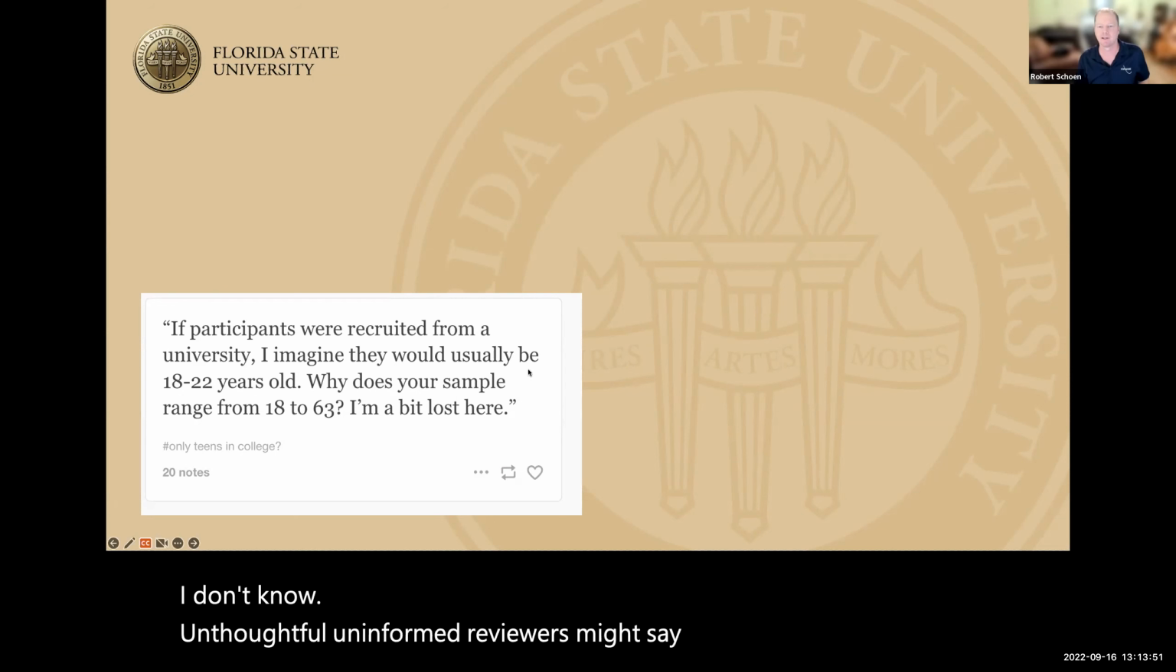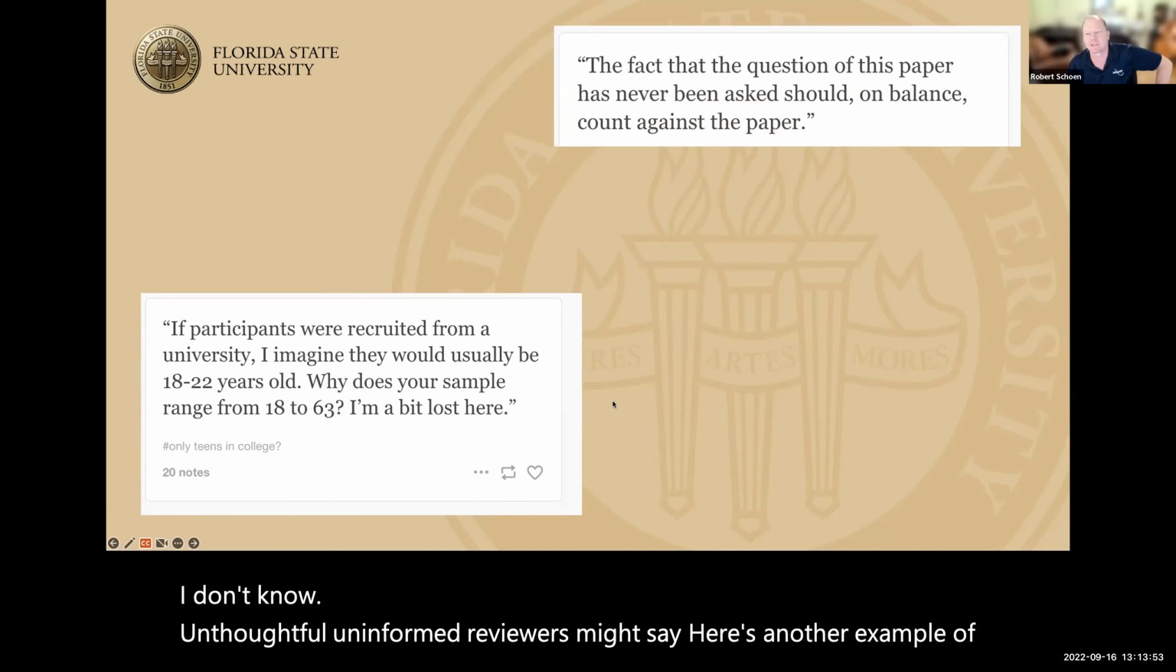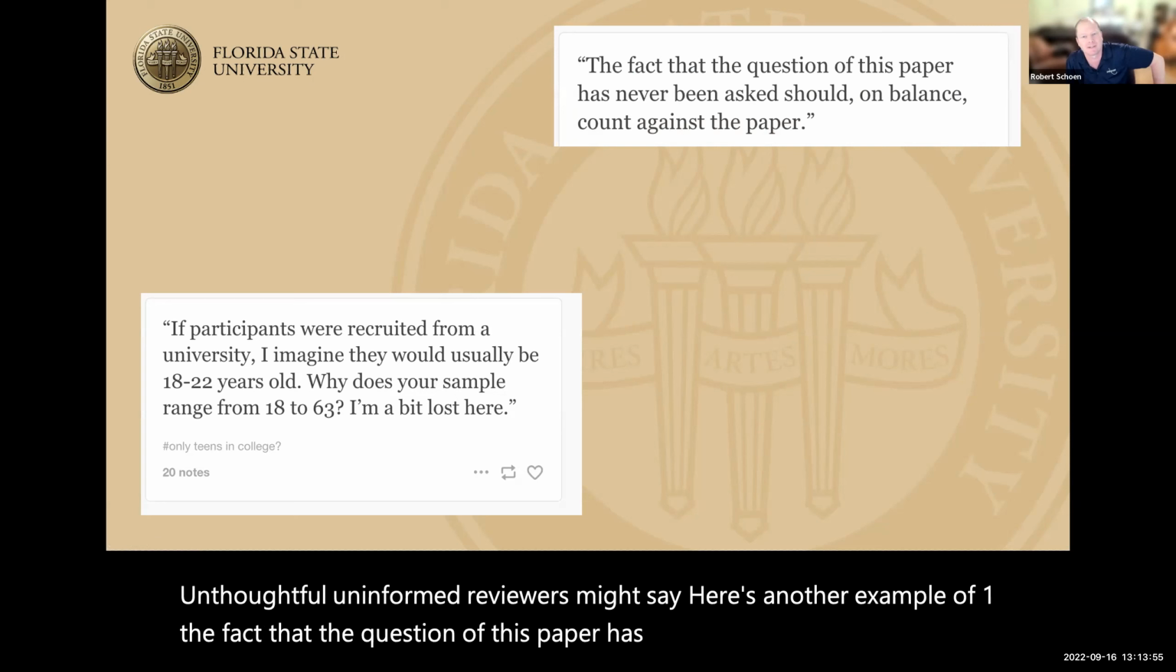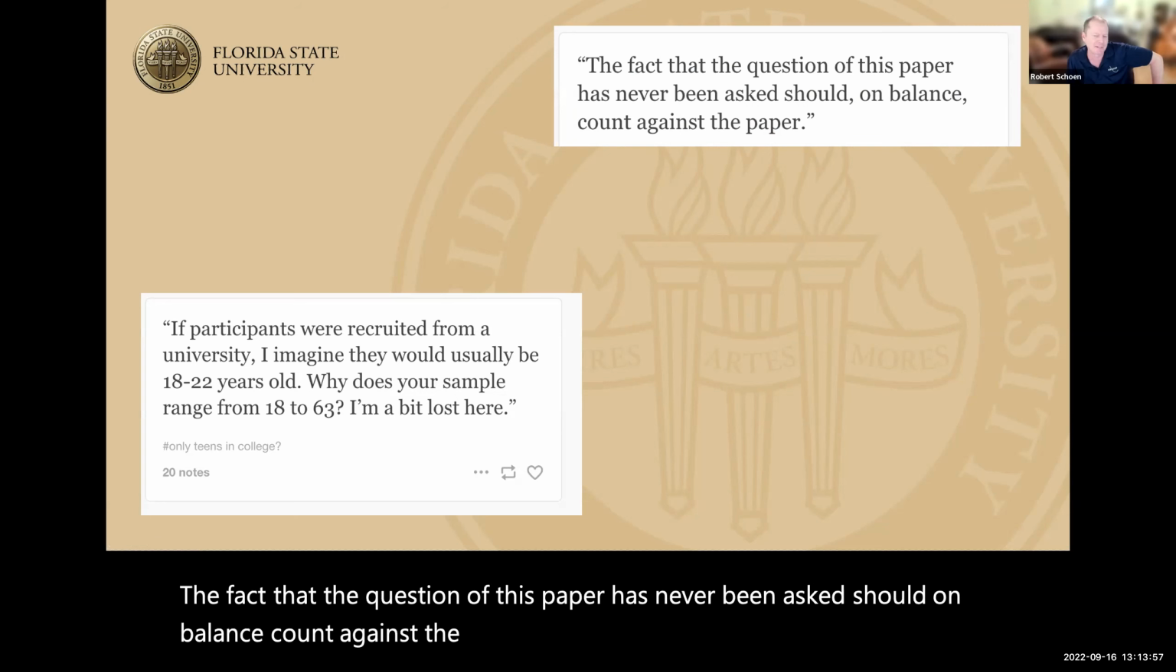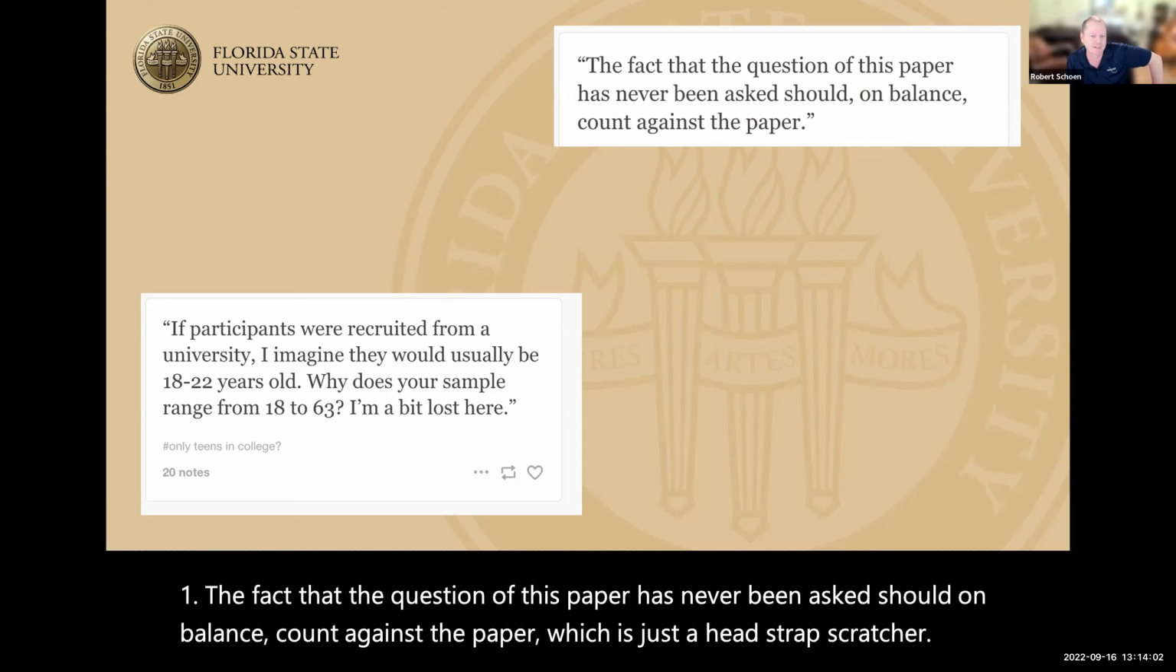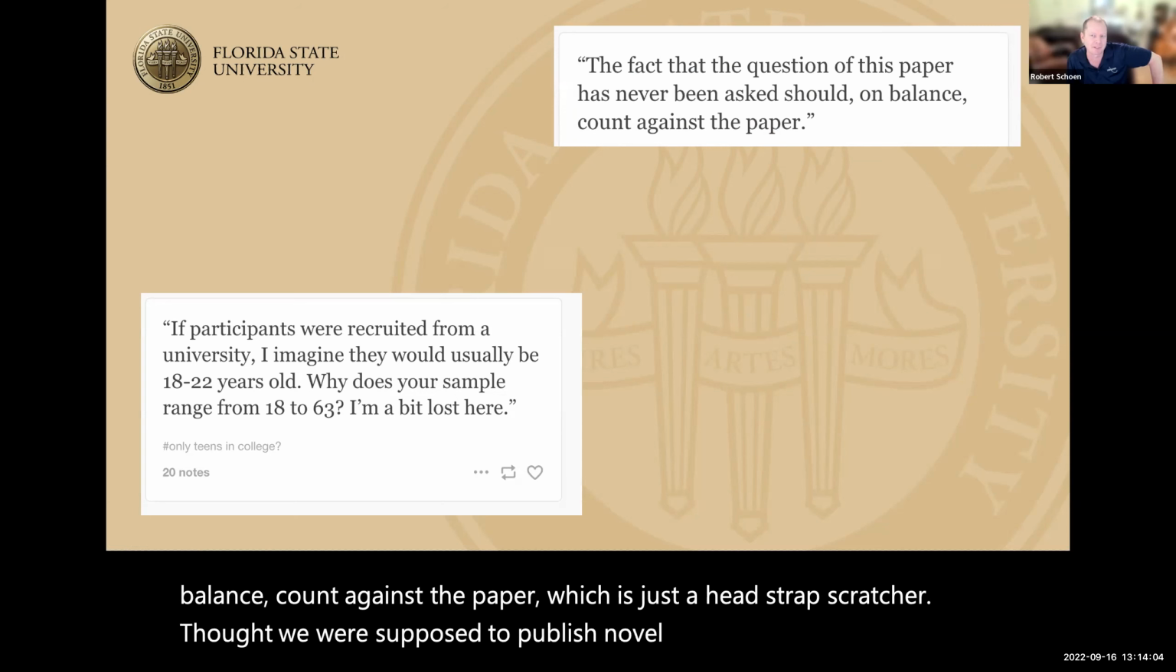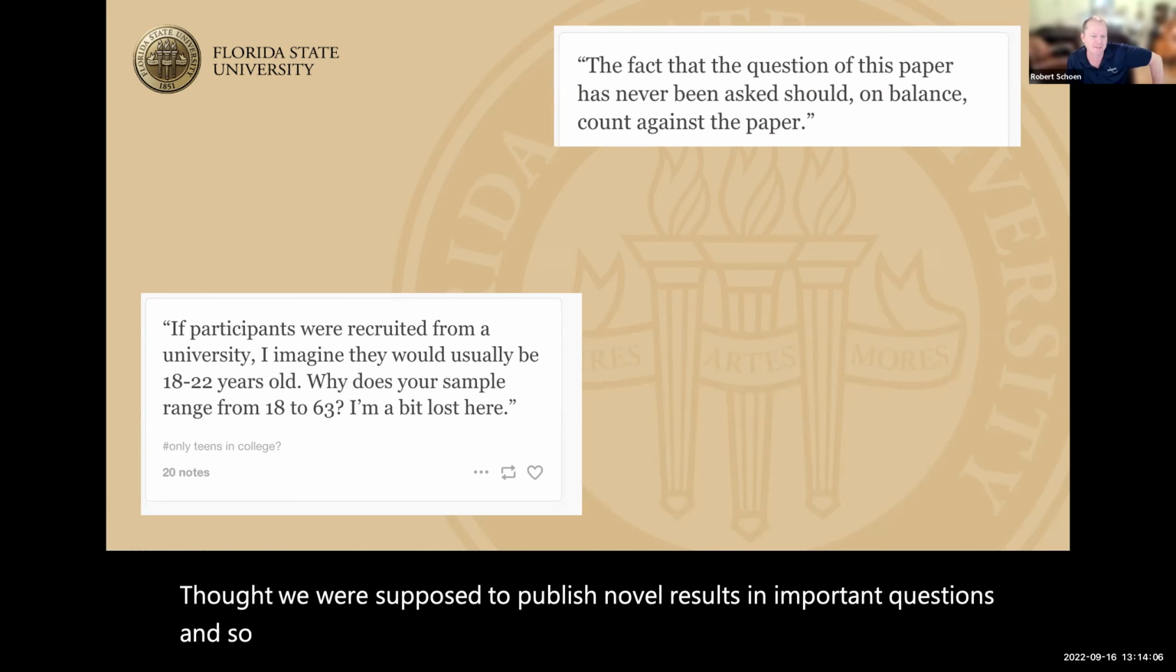Here's another example of one. The fact that the question of this paper has never been asked should, on balance, count against the paper, which is just a head scratcher. I thought we're supposed to publish novel results and important questions and so on, including those that haven't yet been asked.